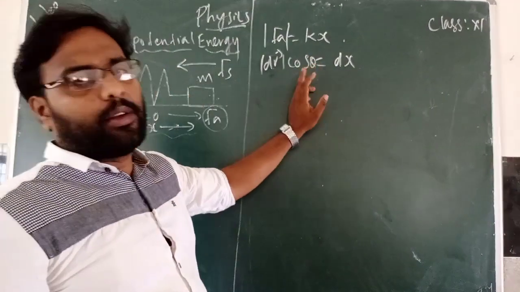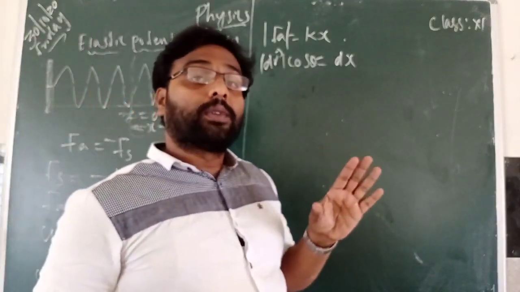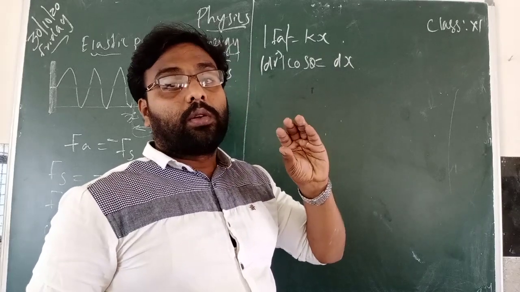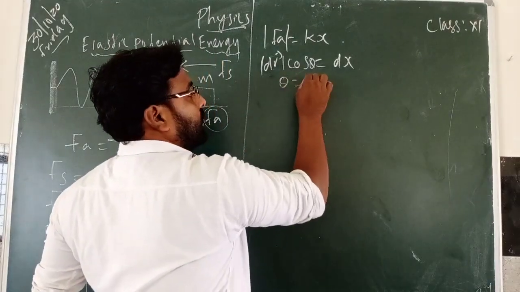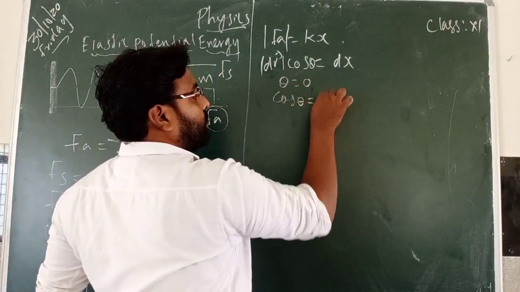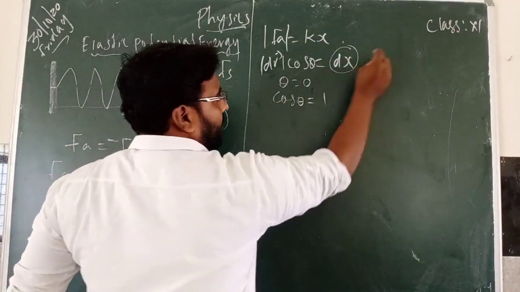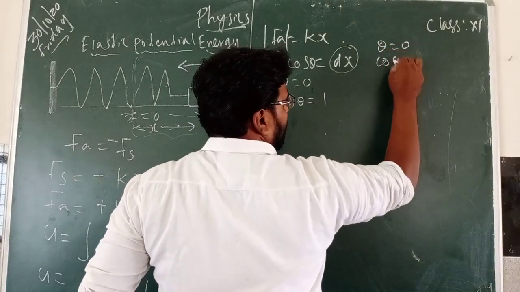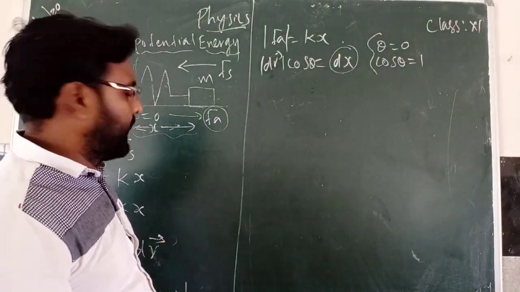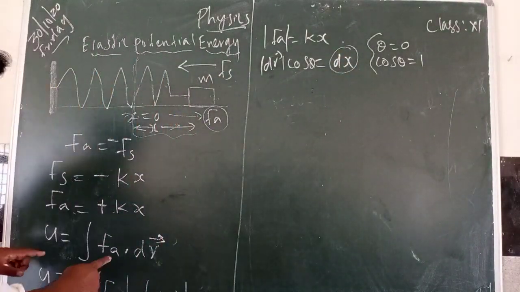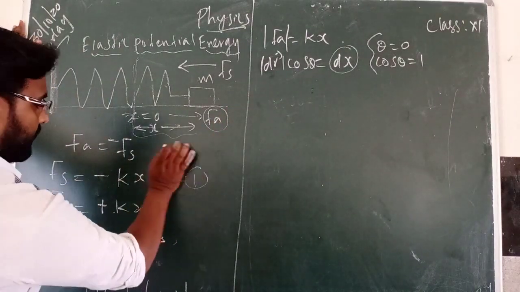Theta values we have already found the last time. This displacement and applied force are in the same direction, so there won't be any angle between them. So theta is 0, cos theta equal to 1. So you can write dx, only the displacement. Now use this formula. You can keep this as equation 1.